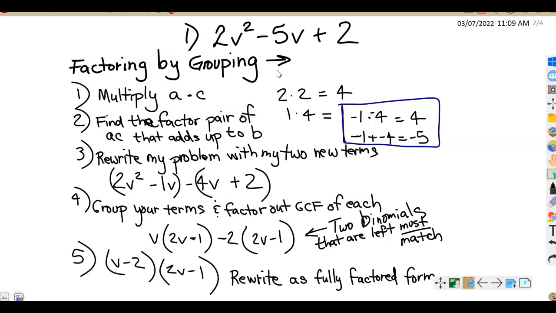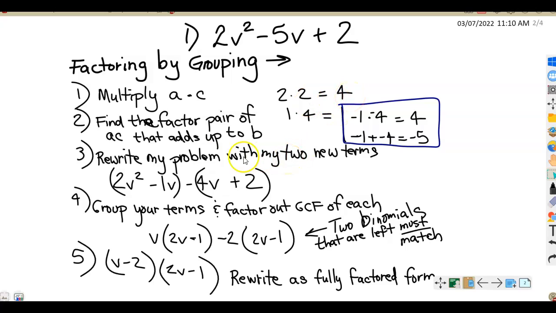So learning how to do this will not only help you with quadratic trinomials where a is greater than 1, but it will help you next year when you have 4-term cubic polynomials. So, how to factor by grouping? Well, your first step is to multiply a times c, okay? And so a is 2 and c is 2. 2 times 2 equals 4.